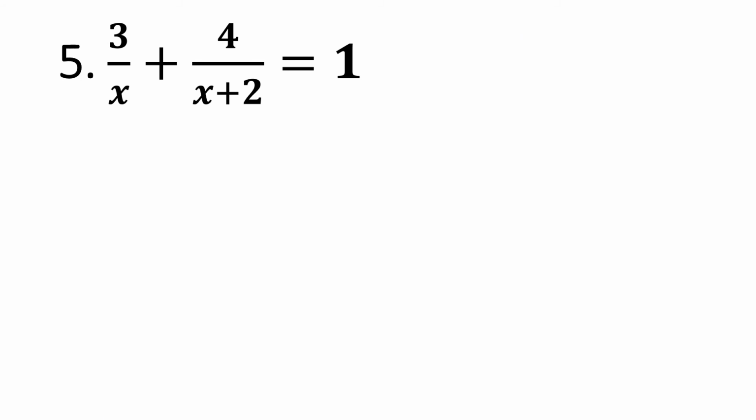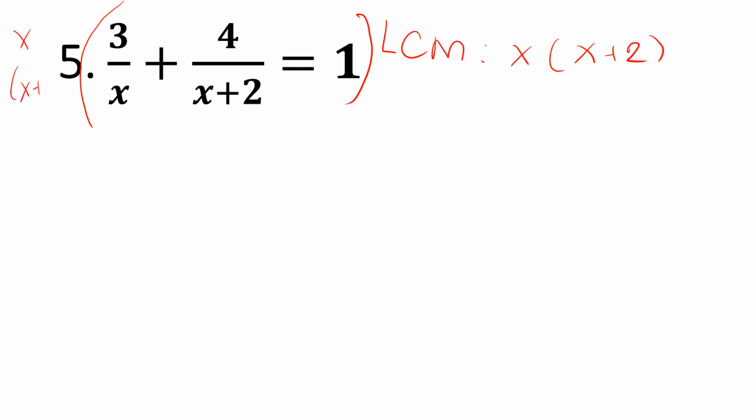Let's have the fifth example, or the fifth exercise. So we have to get first again the LCM. The LCM for this is x times x plus 2. So we multiply our whole equation by x times x plus 2.